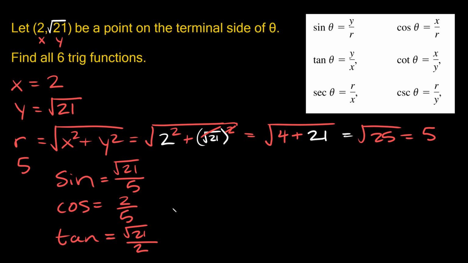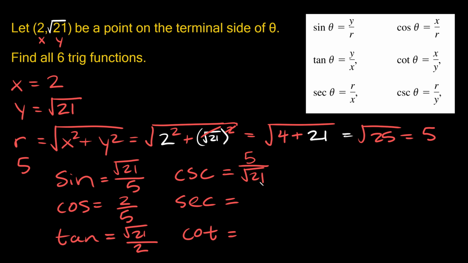All right? Now, when we find the other 3 trig functions, right? So we're going to have cosecant, secant, and cotangent. All we have to do is flip these, all right? Now, the only problem here when we flip these is we're going to have a radical in the denominator, all right? So for instance, cosecant is just going to be the same thing as sine. It's just going to be flipped. So here, cosecant is going to be equal to 5 over the square root of 21.